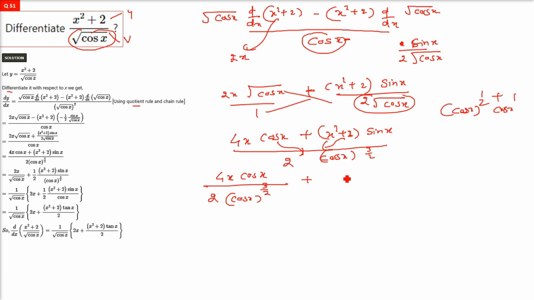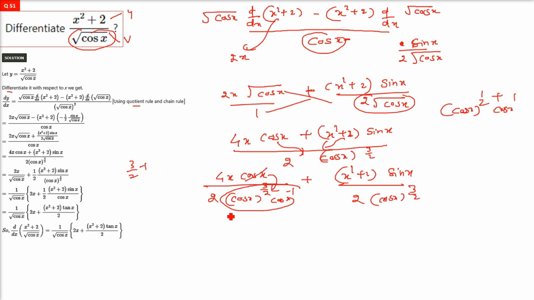Then the second term will be x square plus 2 sin x divided by twice of cos x to the power 3 by 2. Okay. Now this cos x, you can bring it in the denominator, so cos x to the power 1 will become cos x to the power minus 1. So 3 by 2 minus 1 will be half. This is going to be under root cos x only, and this we have finally 2x by under root cos x.